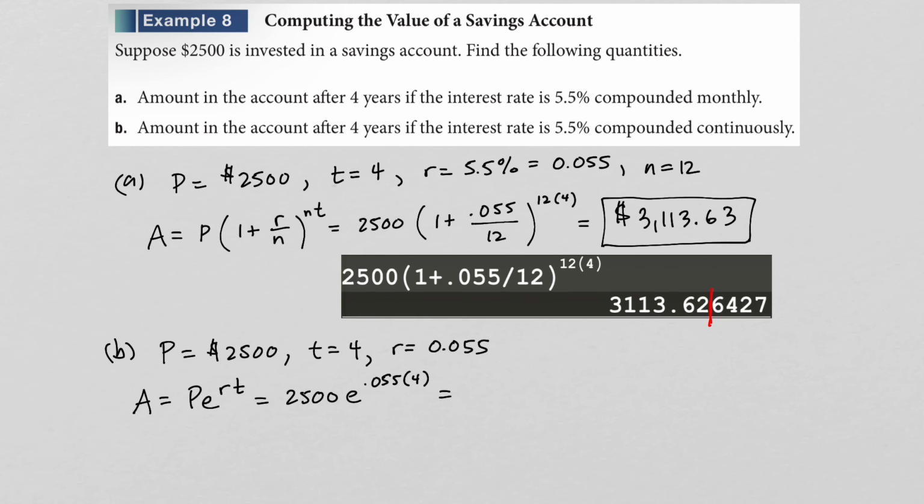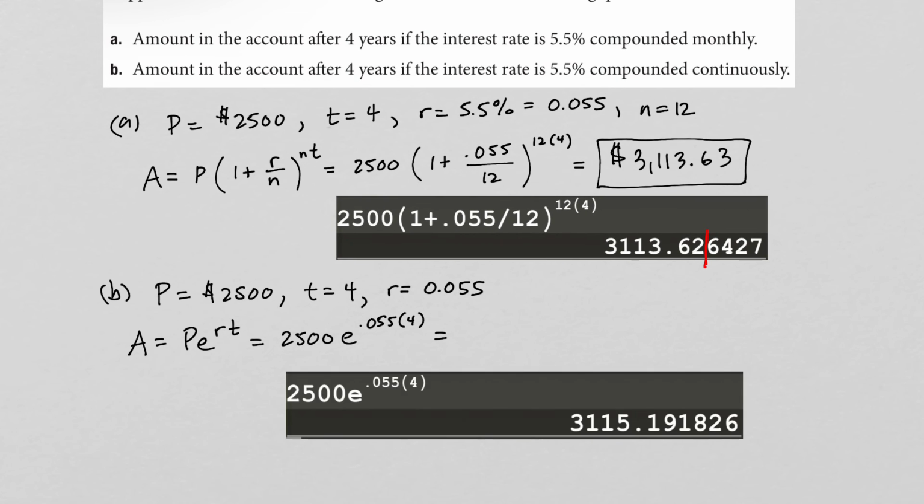And if we plug this into a calculator, you can see that if we round this to 2 decimal places, because it's money, we get an approximate amount of $3,115.19.